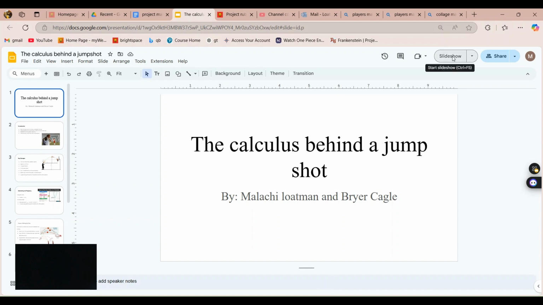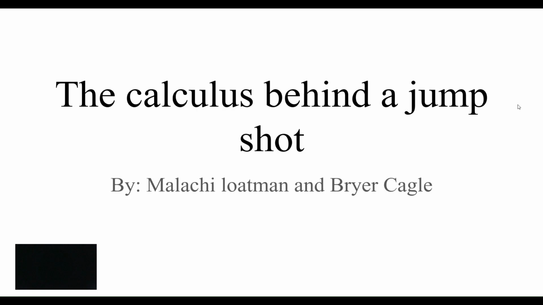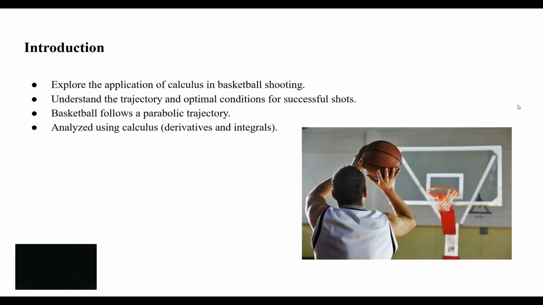The Calculus Behind the Jump Shot by Malachi Loatman and Briar Cagle. Today, we're diving into the fascinating world of calculus and its application in shooting a basketball. We will explore how mathematical concepts help us understand the trajectory of a basketball and the optimal conditions for making a successful shot. When the basketball is shot, it follows a parabolic trajectory, and this curve can be analyzed using calculus, specifically through the concepts of derivatives and integrals.